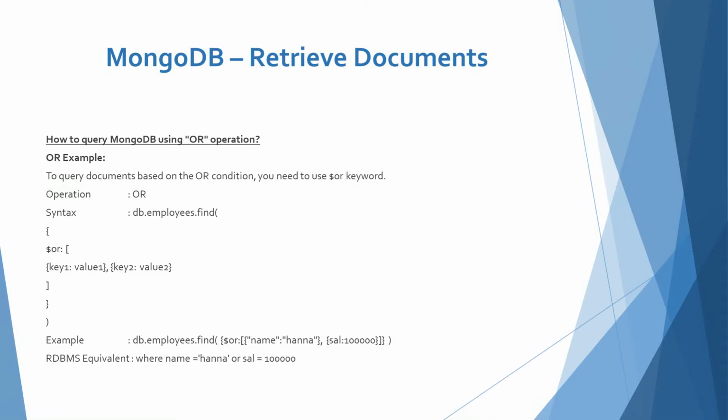Hi friends, now I will explain about the OR operation in MongoDB. We use the OR operation whenever we use conditions where it has to satisfy at least one condition. No need to satisfy all conditions. The AND operation has to satisfy both conditions, but the OR condition has to satisfy any one of the conditions.